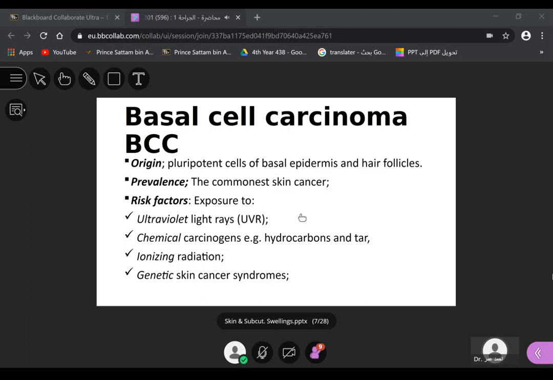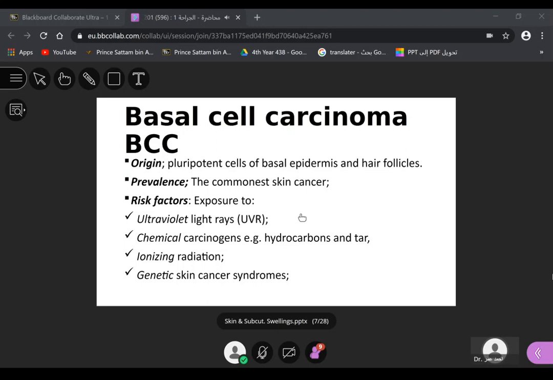So people who are fair skinned or white people in general are more subjected to development of that. On other occasions, the risk factor is exposure to chemical carcinogens, like hydrocarbons and so on. Those people, again, who work in the chemical industry are prone to develop this type of cancer.